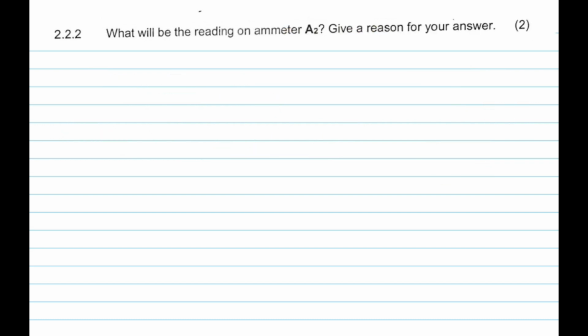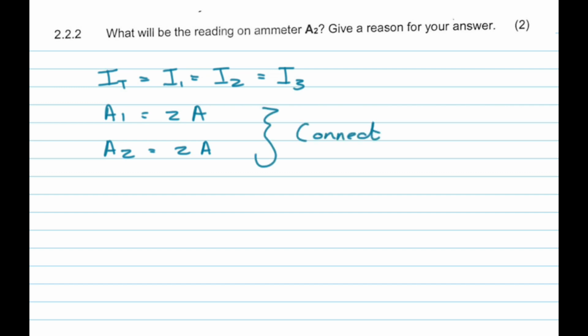Then question 2.2.2. What will be the reading on ammeter 2? Give a reason for your answer. Now, it's important to remember here again that we already said that this is a series circuit. So if we think about a series circuit and we think about current, the formula that should be popping into your head is I total equals I1 equals I2 equals I3. Now, since ammeter 1 is 2 ampere and ammeter 2 is in series with ammeter 1, that means that ammeter 2 should also be 2 ampere. So that is the reading there.